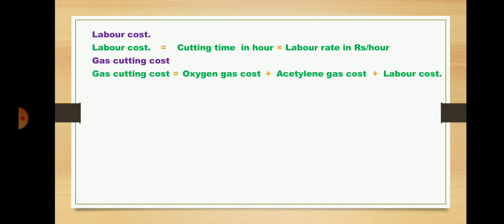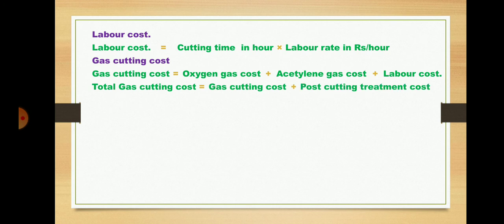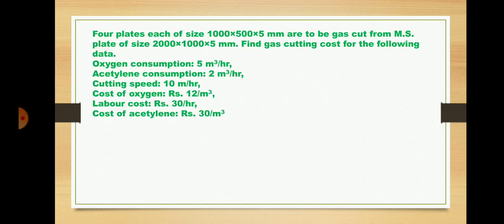In several cases, they also ask about total gas cutting cost. So total gas cutting cost equals gas cutting cost plus post cutting treatment, which we discussed in our theory, machining cost, and the overhead cost. So let's have a look at a few examples.